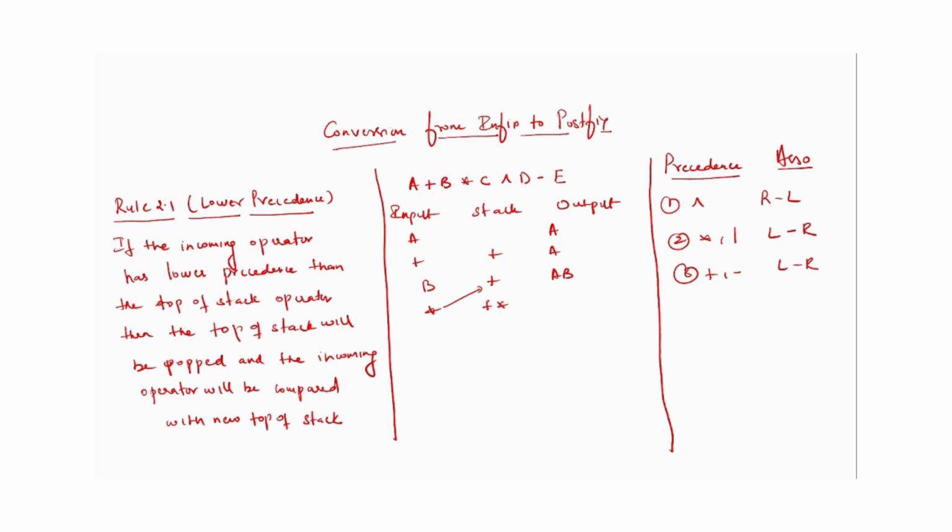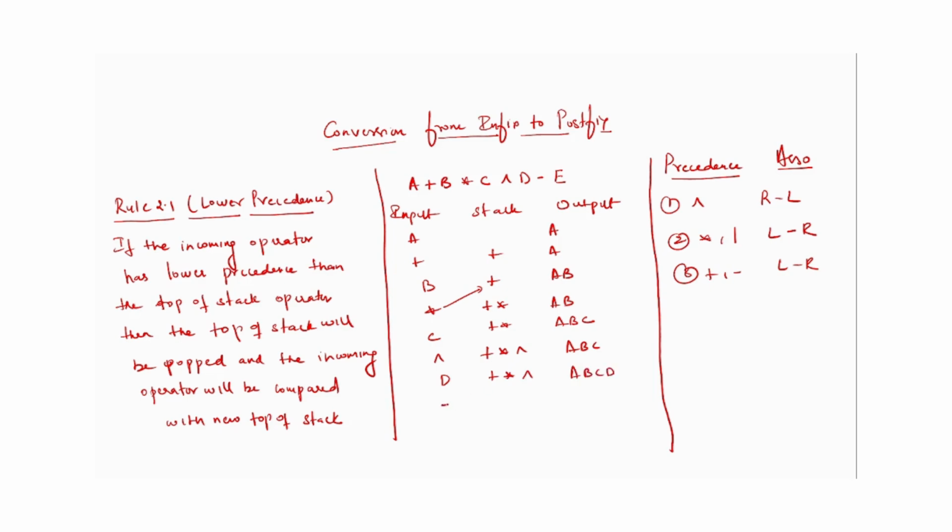A, B. Star, star has greater precedence than plus, so I will push it into the stack. We have already seen this in the previous rule, right? So I'll say A, B. Then comes C here. I will write plus star as it is. A, B, C, right? Then comes exponential. Exponential has greater precedence than multiplication, so I'll push it into the stack, correct? A, B, C. Then comes D here, plus star exponential A, B, C, D.